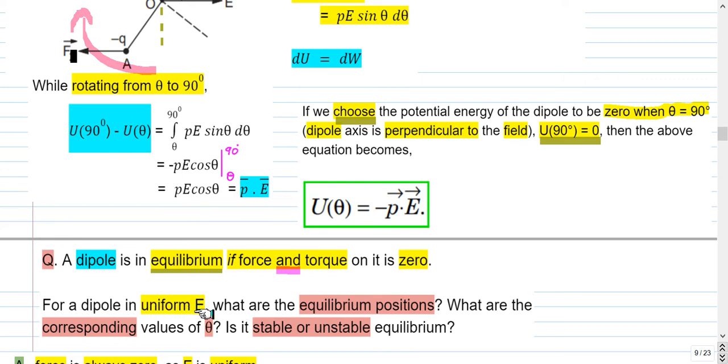For a dipole in a uniform electric field, what are the equilibrium conditions? What are the corresponding values of theta? And is it stable or unstable equilibrium? You can pause and attempt this question.